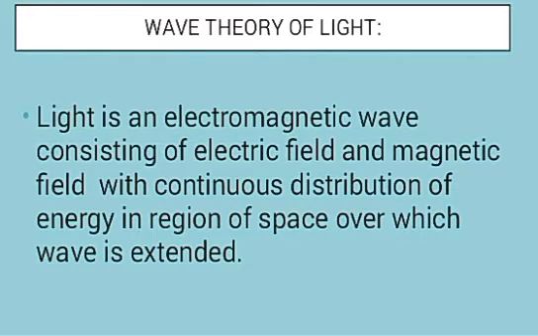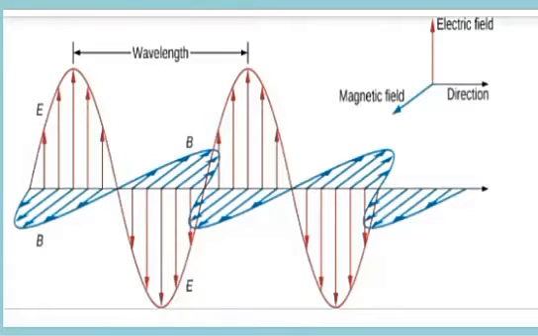Next topic is wave theory of light. According to wave theory, light is an electromagnetic wave consisting of electric field and magnetic field with continuous distribution of energy in the region of space over which the wave is extended. In the diagram we can observe the electric field is denoted by capital E and magnetic field is denoted by capital B.